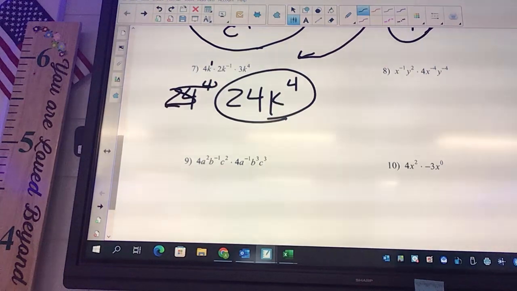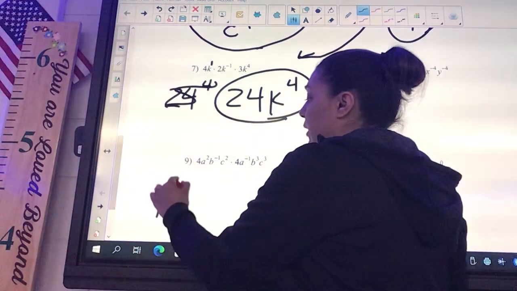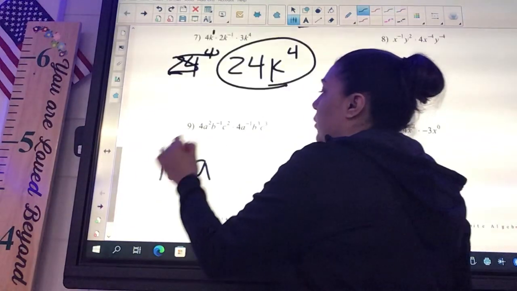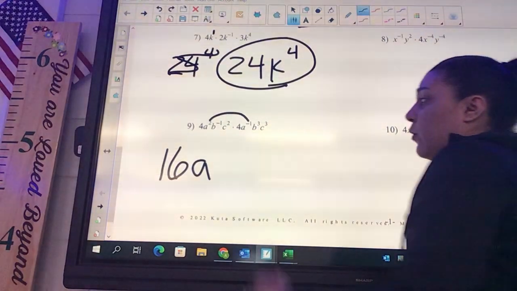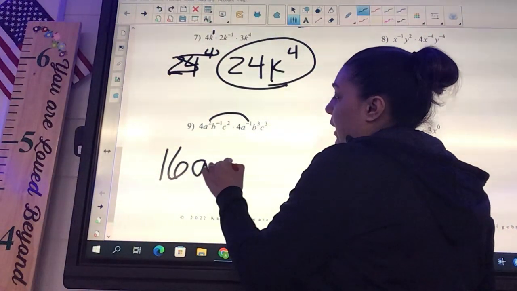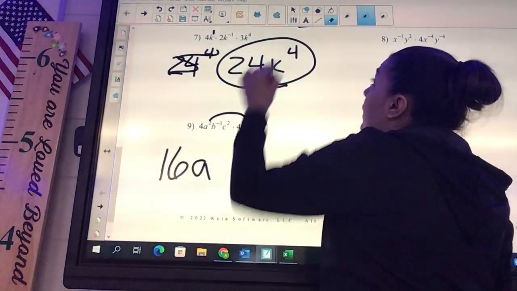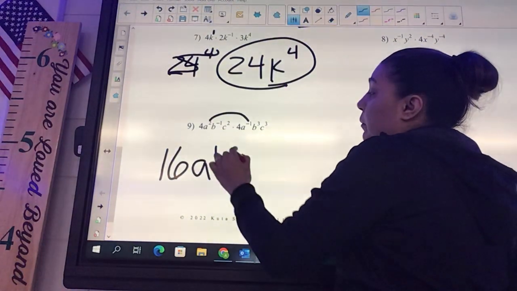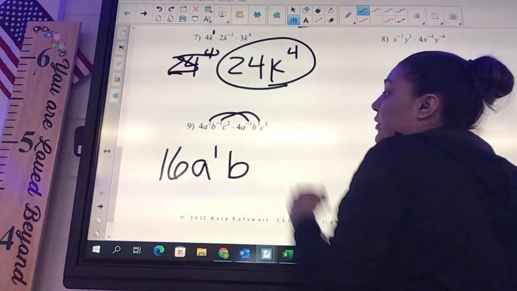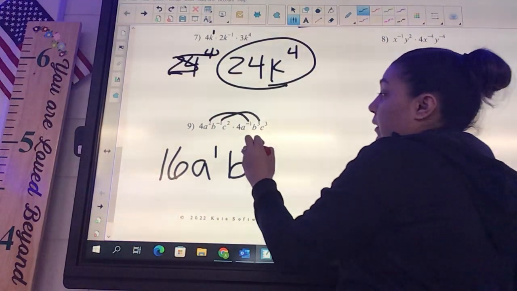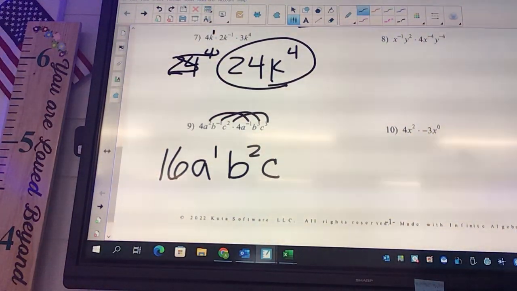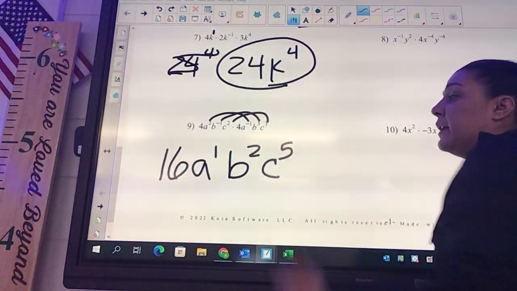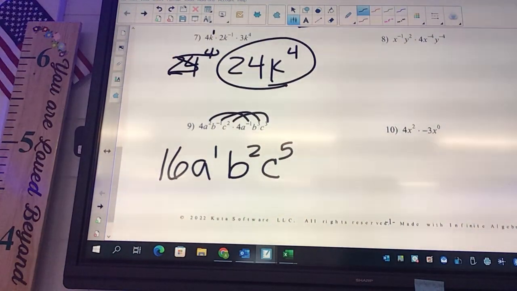Okay, this one, you're going to multiply the bigs. What are you going to get for the bigs? 16, and we're going to start adding up the littles. So you're going to get a to the, what is 2 plus negative 1? A to the 1, b to the negative 1 plus 3, 2, c to the 2 plus 3, 5. Does anything need moved? No, so we're done.